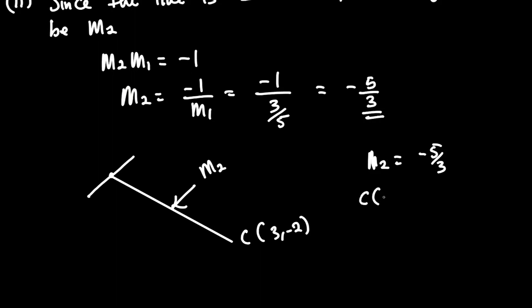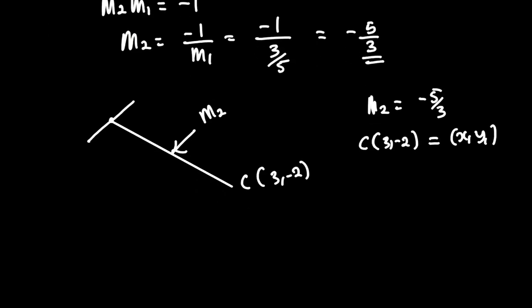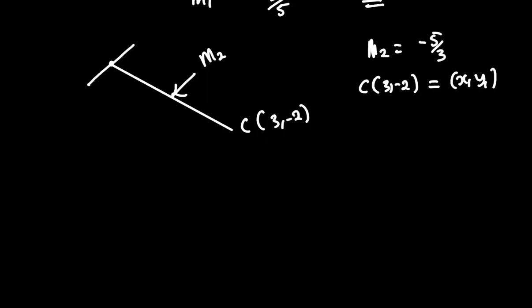Then we have a point C, which is 3 comma minus 2, and this is equivalent to our x1, y1. Now, this is a scenario where we have a given point, or the line passing through a point C, and it's having a gradient of minus 5 over 3. Now, we'll go to the format of the equation: y minus y1 is equal to M2 into x minus x1. This formula, we use it to find the equation of a line passing through a point with a given gradient, which fits what we want.